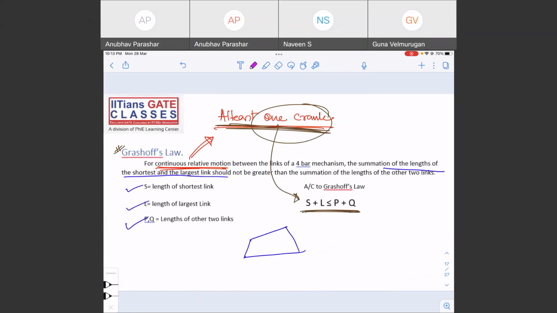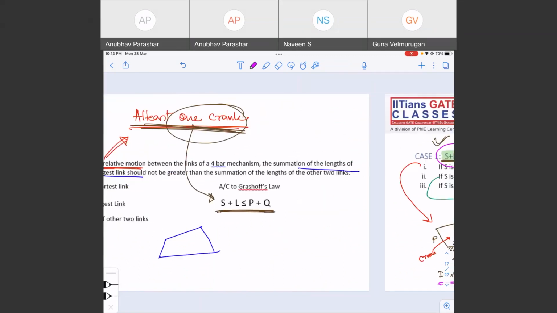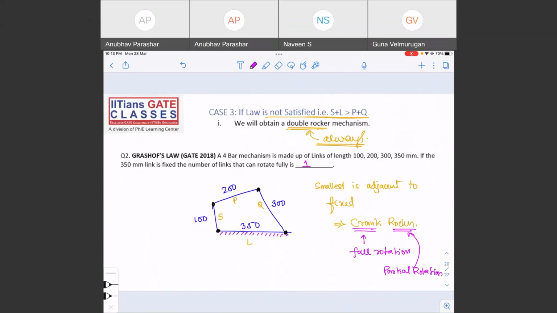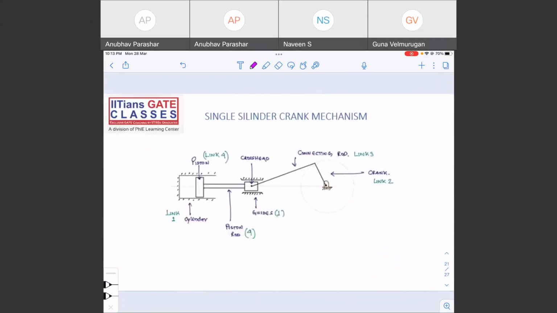I think 6-7 times GATE has asked on Grashof's law, right? And good questions can be formed from this topic, right? Okay, so this was our 4-bar mechanism. Now we enter into the next part, that is single slider crank mechanism.